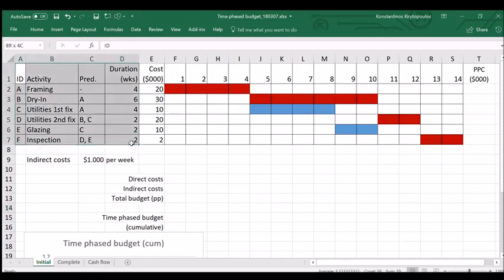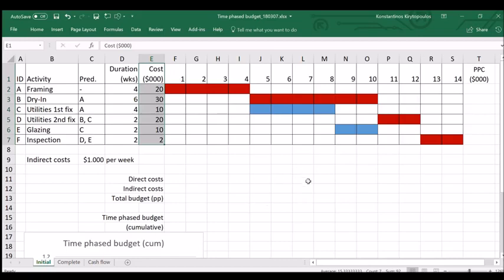So you have the typical table: activities, predecessor, duration, and this time the new column is cost. So here you would put the total cost of the activity. This is expressed in $1,000, so $20,000 for framing, $30,000 for drying, and so on. And what you want to do is to have an idea of the development of the expenses during time.